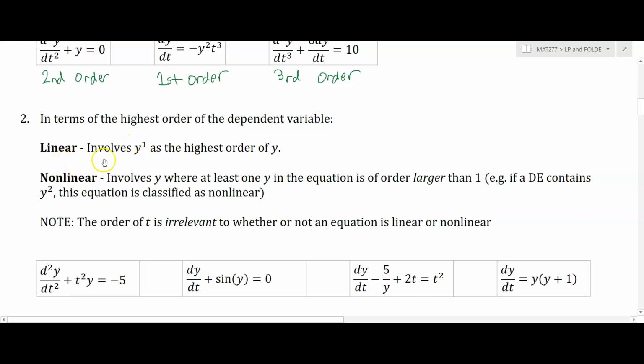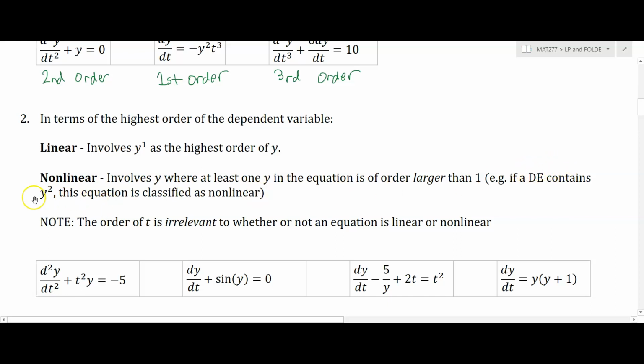Linear is actually kind of confusing, because when we see an exponent that's not 1, let's say a half or a third power, we immediately start to think that linearity is not present. But we're actually looking at the order of y. So the exponent of y is what we're interested in, and that's it. It could have a t to the 1000th power in the equation, but as long as y is raised to the first power only, we would consider that equation to be linear. Nonlinear involves y where at least one y in the equation is of order larger than 1.